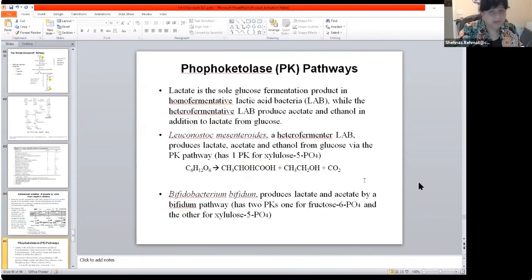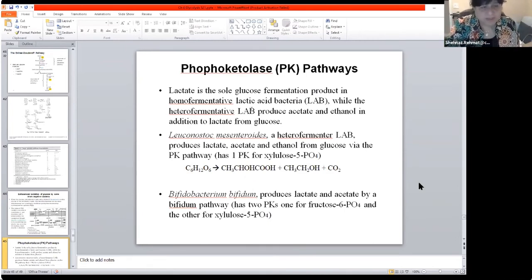We go to the last pathway that we have to describe really quickly now, the phosphoketolase pathway. We call it the PK pathway. And this is normally found in very special bacteria, which are gram-positive. Lactate is the sole glucose fermentation product in the homofermentative lactic acid bacteria. There's a group of bacteria we call lactic acid bacteria. So these lactic acid bacteria convert your glucose to lactic acid as their product.